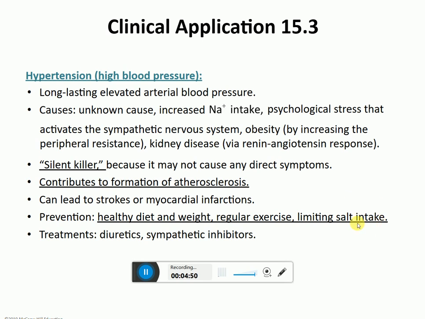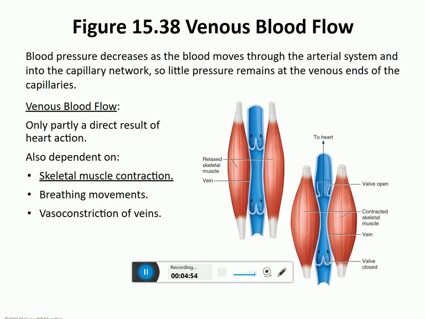Now, the venous blood flow. If you remember when we were talking about the pressure in the veins, we said that pressure in the veins is very low, and that when we measure blood pressure, we're technically measuring pressure in the arteries, but not in the veins.